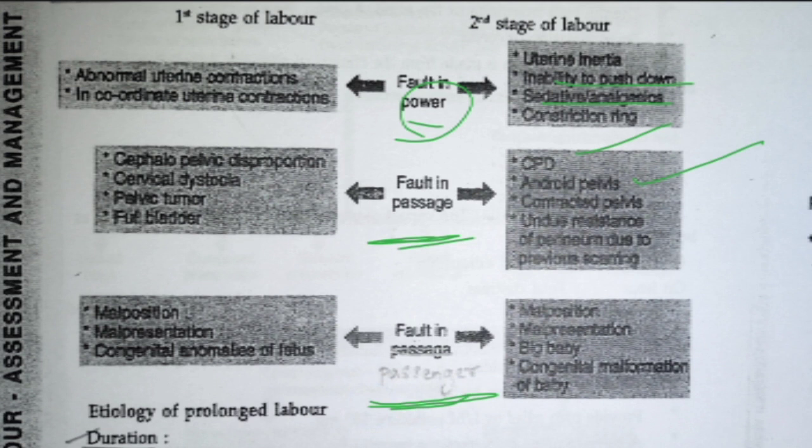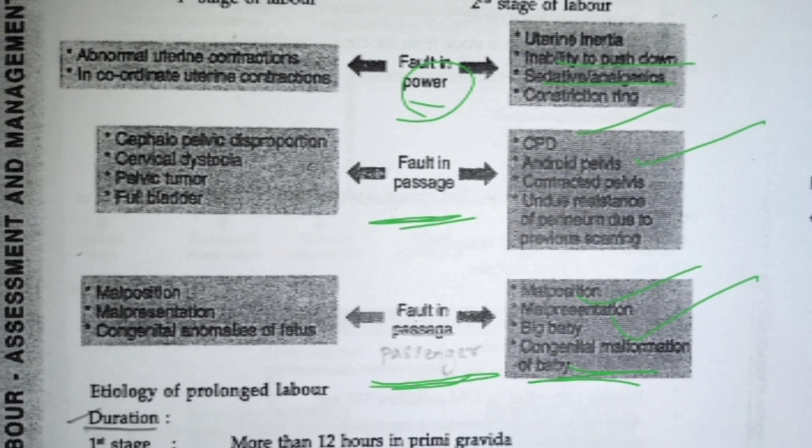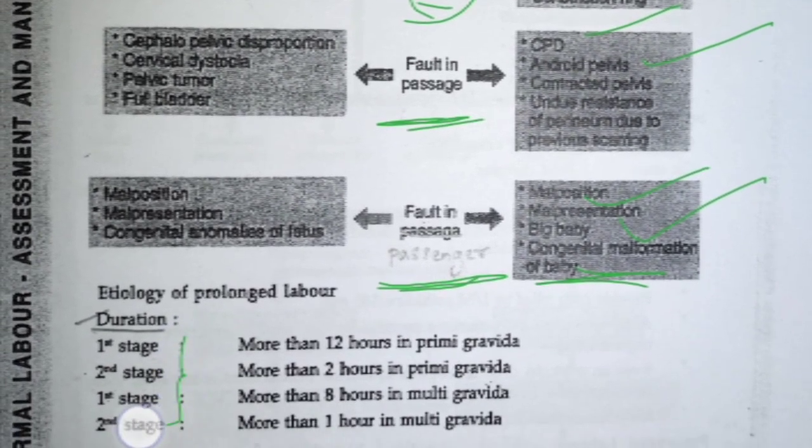If the baby is too big, it can't come out, or if the baby is in a malposition or malpresentation, even in that condition normal delivery will take time. Apart from this, if the baby has any abnormalities like congenital abnormalities, that also leads to prolonged labor. And next, based on the duration, we can find whether the labor is undergoing normal delivery or prolonged delivery.